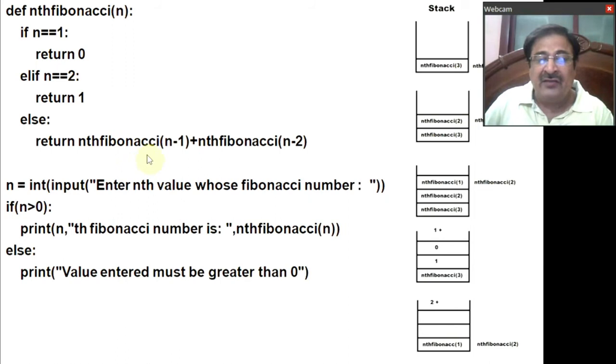You are invoking the nth Fibonacci function with the parameter value 5 minus 1, that is 4. So nth Fibonacci function will be called with the value 4. But what about this? Nth Fibonacci 5 minus 2 is 3. This nth Fibonacci 3 function call is never called.